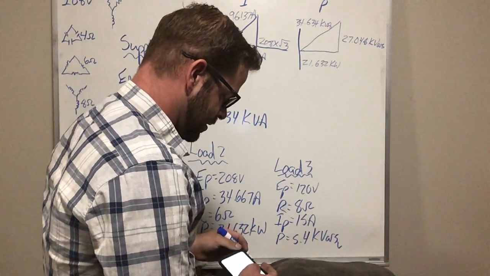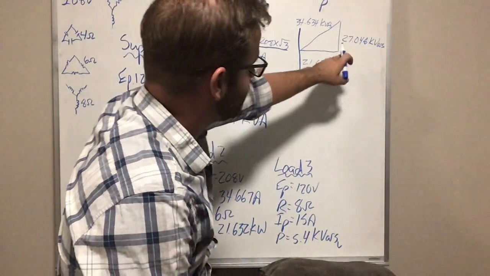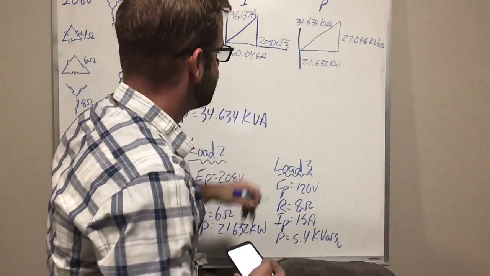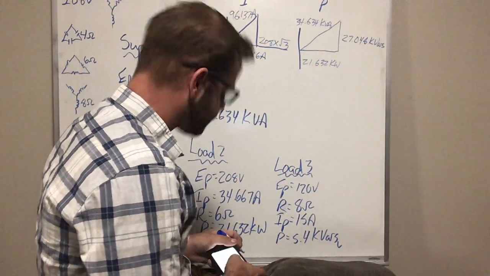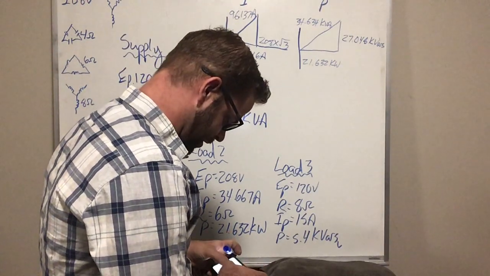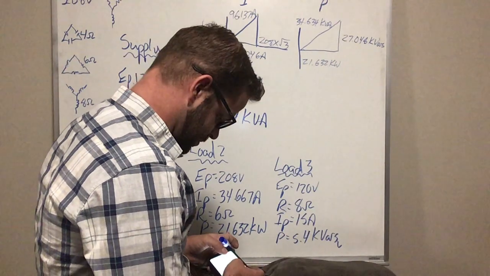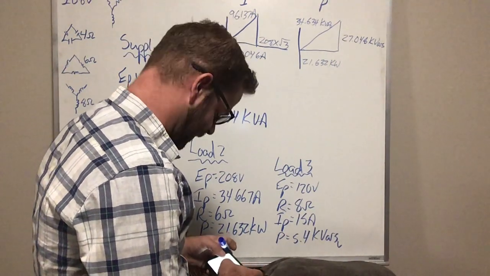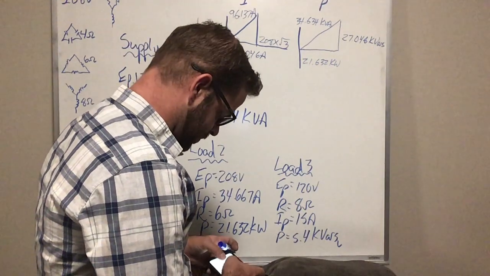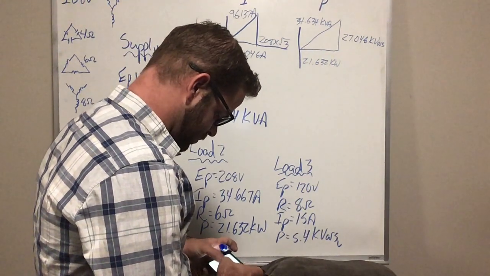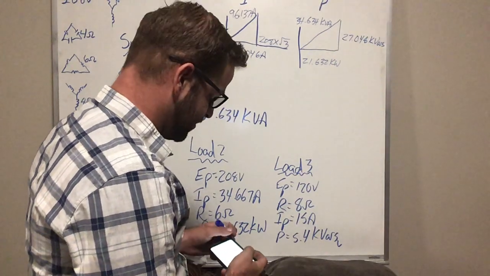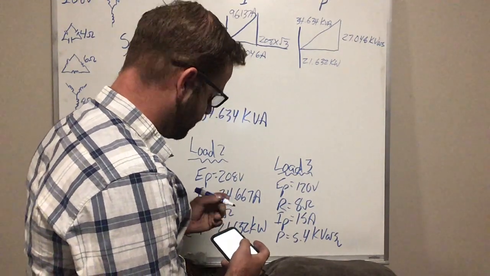And we now take 27.048 kVARs divided by 208 times root 3. So 27.048 divided by 208 times root 3, and we get an answer of 75.08 amps.